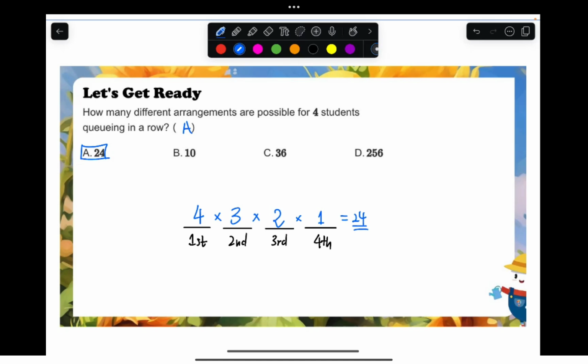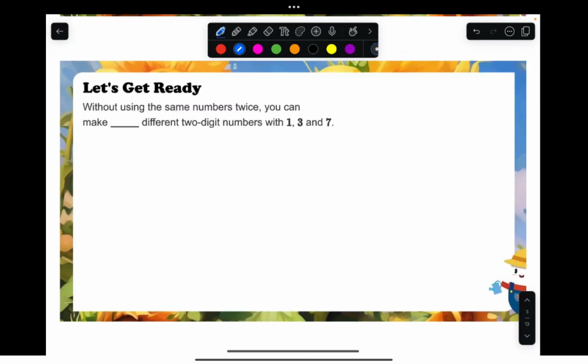Okay, now we go on to the last question. Let's get ready. Without using the same numbers twice, how many different 2-digit numbers can you make with 1, 3, and 7? These types of questions we haven't learned last week, but this is actually what we are going to learn, kind of.